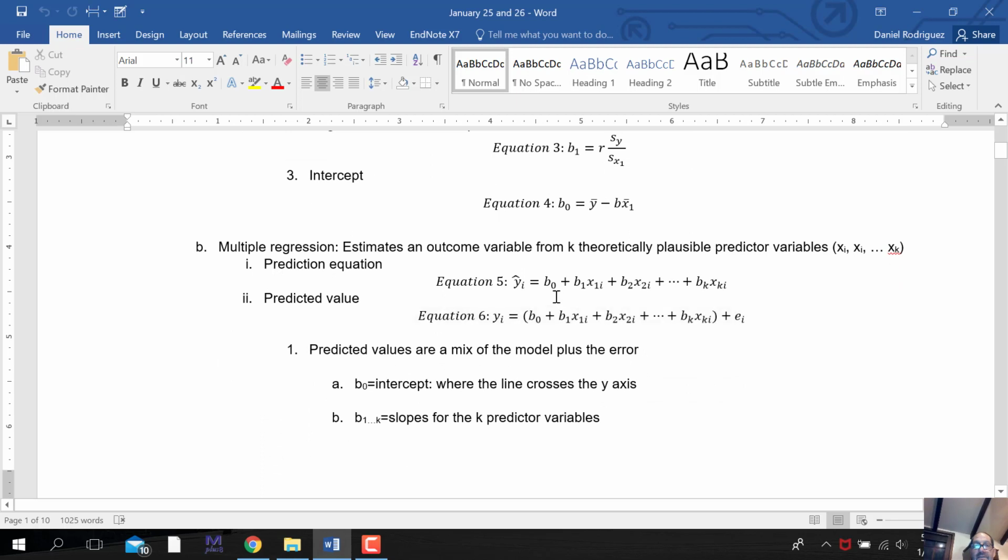In terms of multiple regression, we add more predictors. So in this case, we're estimating our outcome, here's the y hat sub i, from k theoretically plausible predictor variables. And notice how I say theoretically plausible. That'll come into play later. In theory, I could have up to an infinite number of predictor variables, but that's not a good idea. You'll notice the x's are subscripted with these values going all the way up to k. So we use k to indicate the largest possible value.